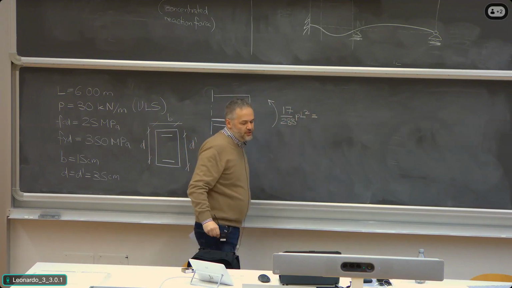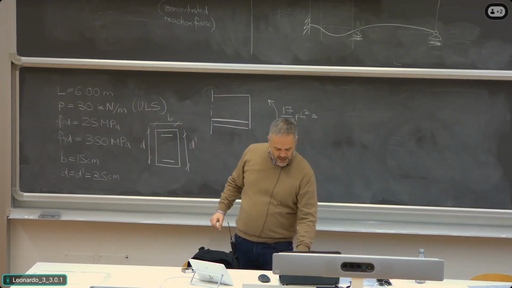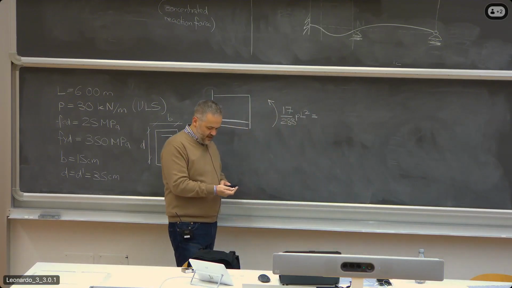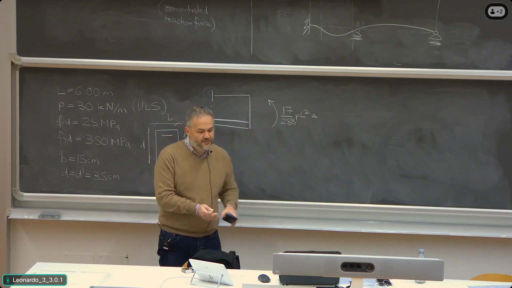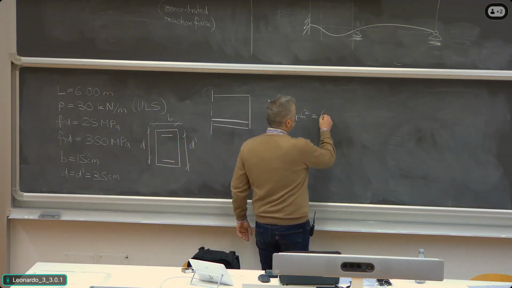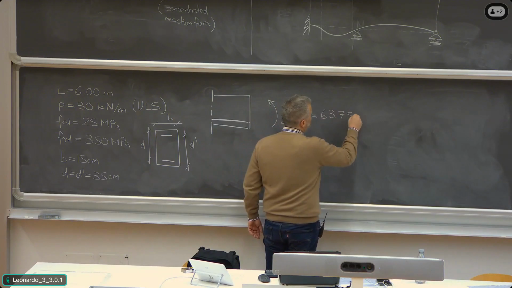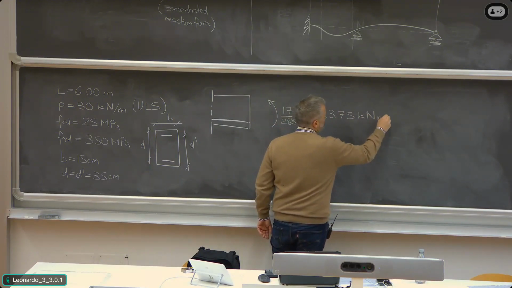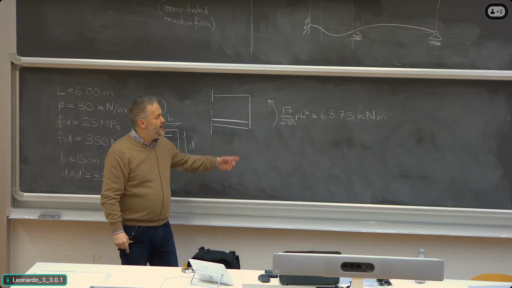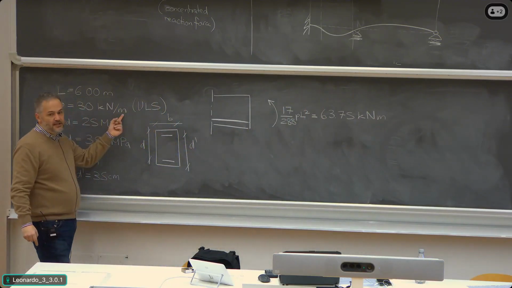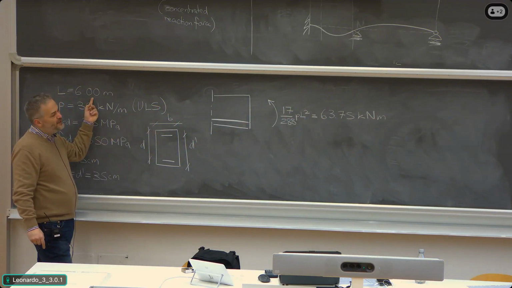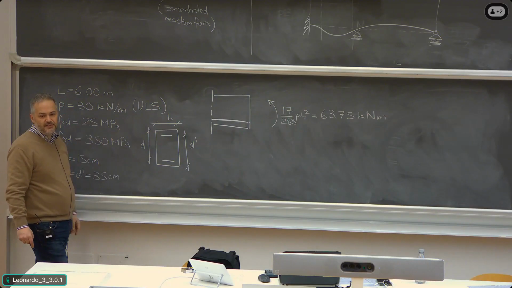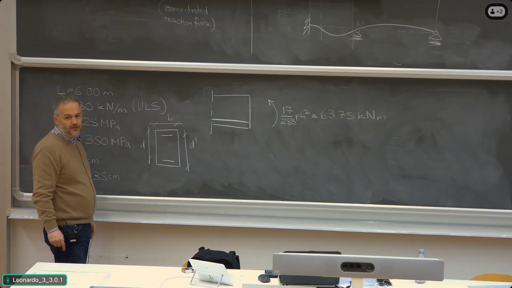Now it's time to put in the numbers. So I will do the calculation for you. 17 over 288 times 30, which is the load, times 6 to the power of 2. The final result is 63.75 kilonewton meter. Careful with the units of measure. I have a load which is kilonewton over meter. I multiply by a length which is in meter to the power of 2. What I get is 63.75 kilonewton meter.